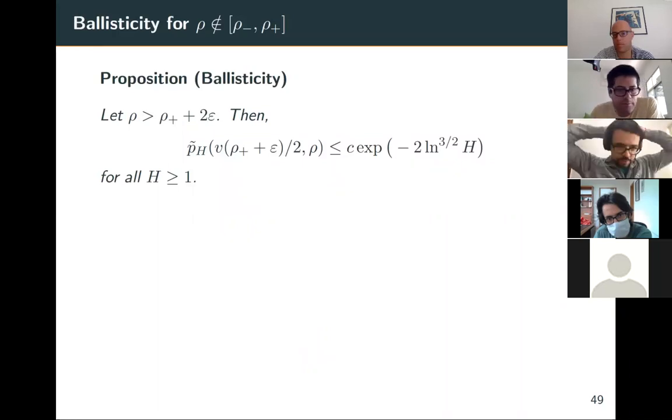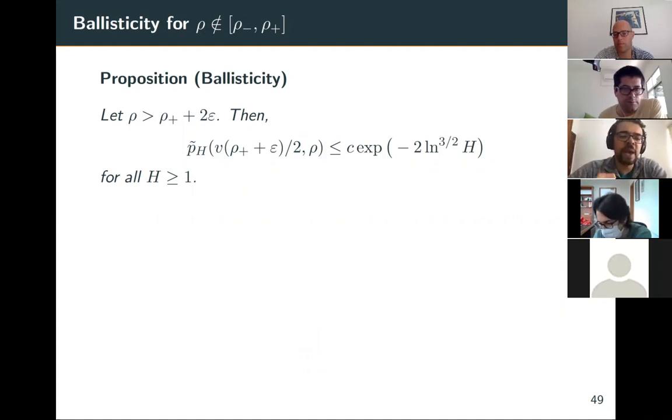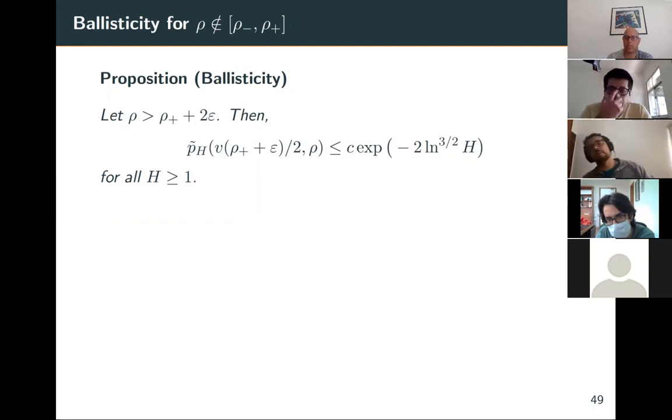So I will not have the time to discuss this here with details, but the idea is that now, outside this zero speed regime, let's say that we are above V plus, we can prove that it's hard to go faster than V plus of rho plus epsilon, but we cannot show that it's hard to go slower.